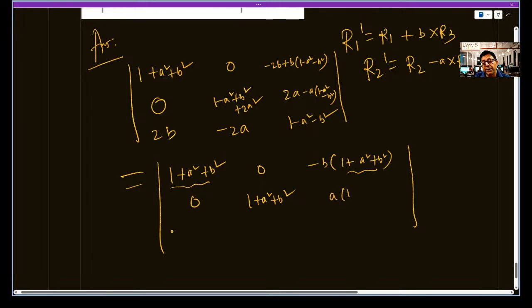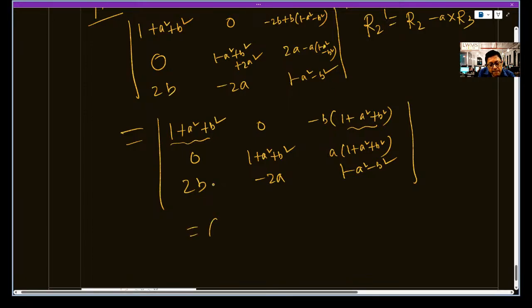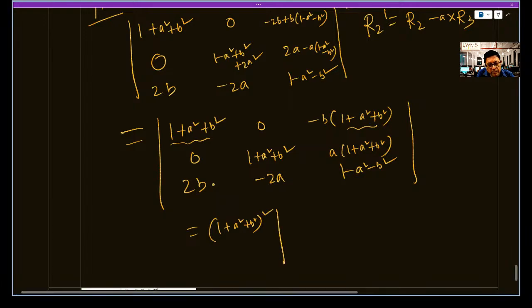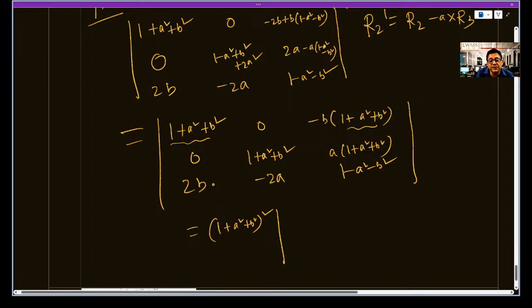This is also a into 1 plus, clear? From first row 1 plus a square plus b square. Second row 1 plus a square plus b square. Take it common. Taking this thing common from first and second row: 1, 0, minus b, 0, 1, a.